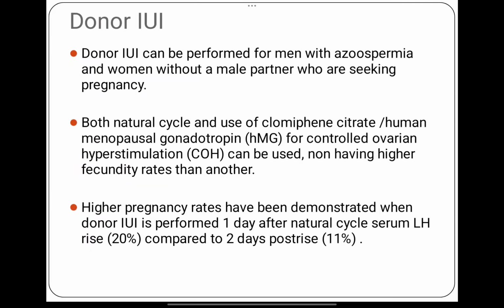Donor IUI can be done if the male patient is having azoospermia while the female patient is normal, and this can be done using HMG and controlled ovarian stimulation. High pregnancy rate.